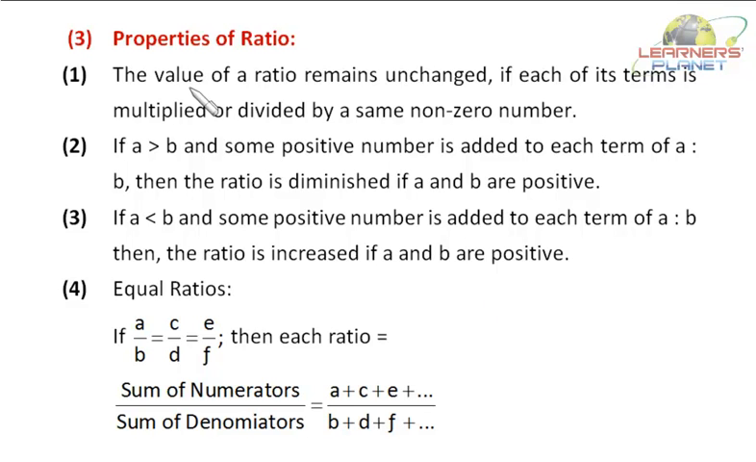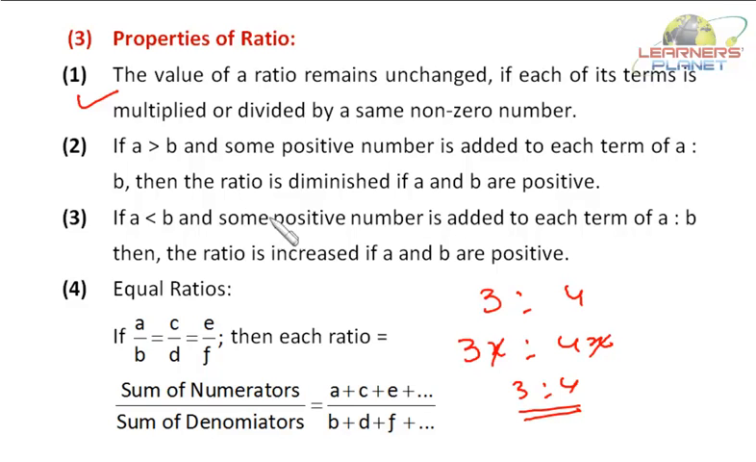Now let's see some properties of ratios. The value of a ratio remains unchanged if each of its terms is multiplied or divided by the same non-zero number. Suppose I have a ratio 3:4. Now any number, maybe x, I multiply to both the terms, still I'll be getting the same ratio. So whether I divide or whether I multiply doesn't matter.